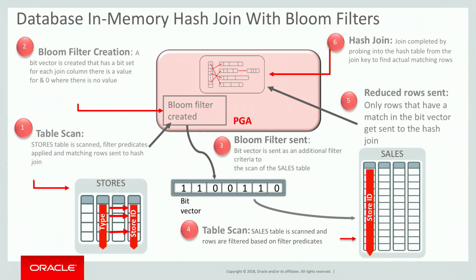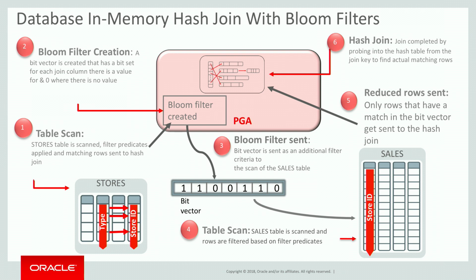Hash joins with Database In-Memory can leverage something called a Bloom filter. Bloom filters aren't new to Oracle Database. They've been around since 10g. I have a nice little diagram here that I don't think I have enough time to walk through. I did an Ask Tom session with Maria on hash joins, so if you're interested in how Database In-Memory leverages hash joins in detail, I would recommend looking at that Ask Tom session.